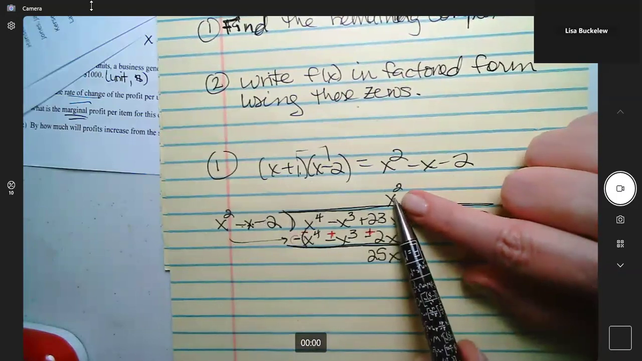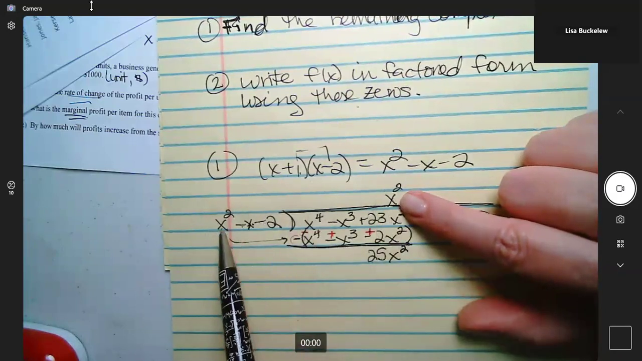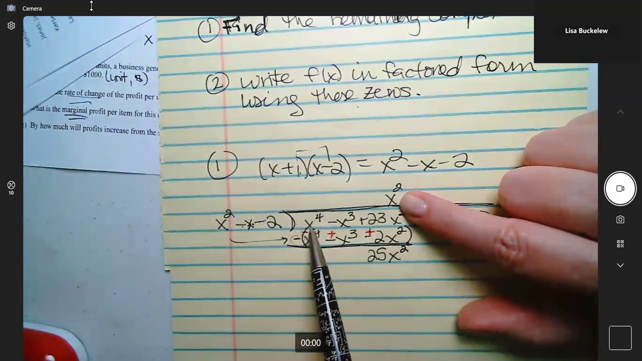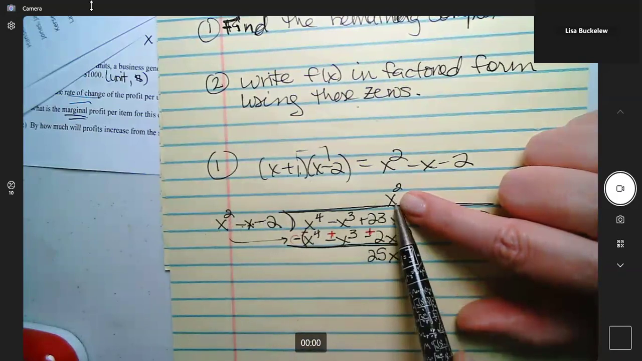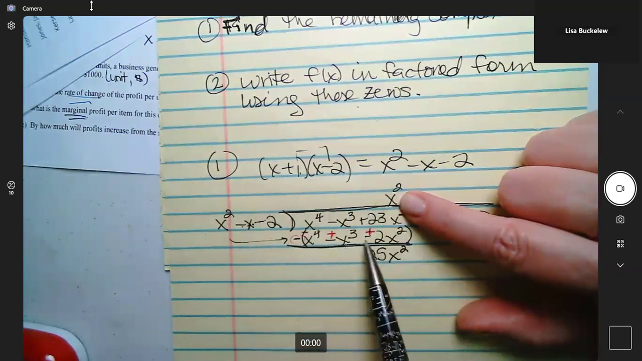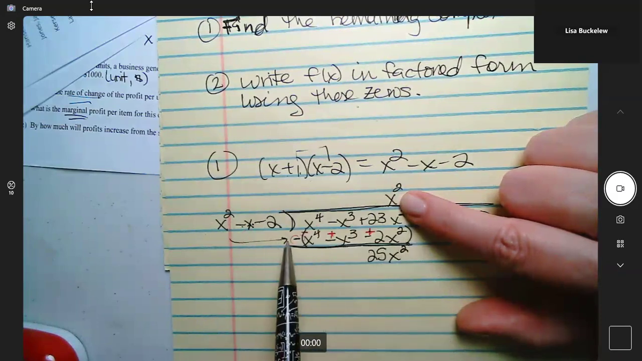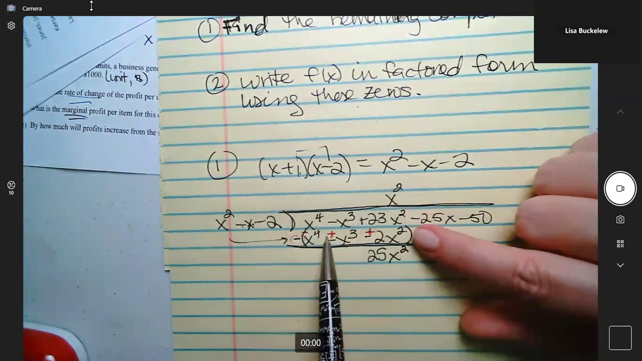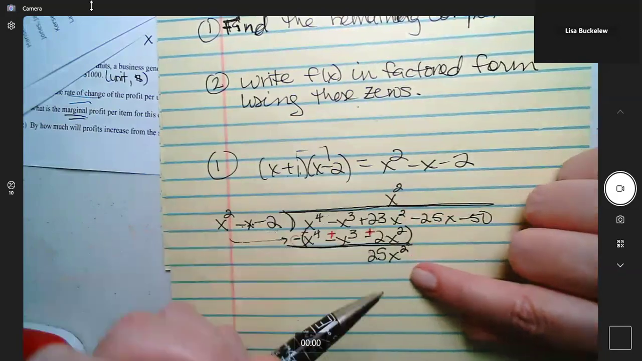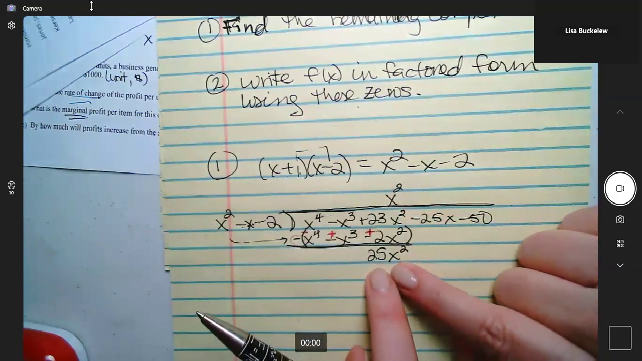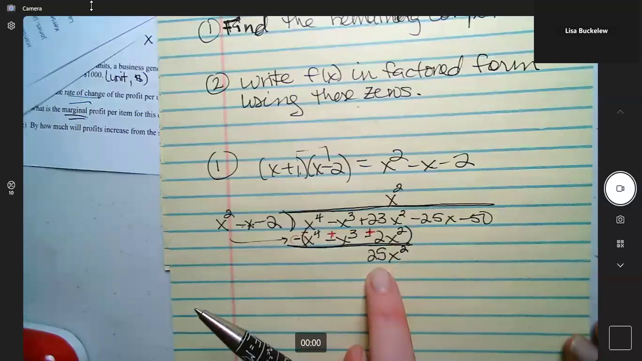I figured out something to write up here by asking myself what times this piece gives me the first term in here. Write that up here and then multiply it through, write those terms underneath, and then subtract each term from the line above, which is flipping the signs, and then you should have one piece left right here. Okay, so I only have to do one more round of this, I think.